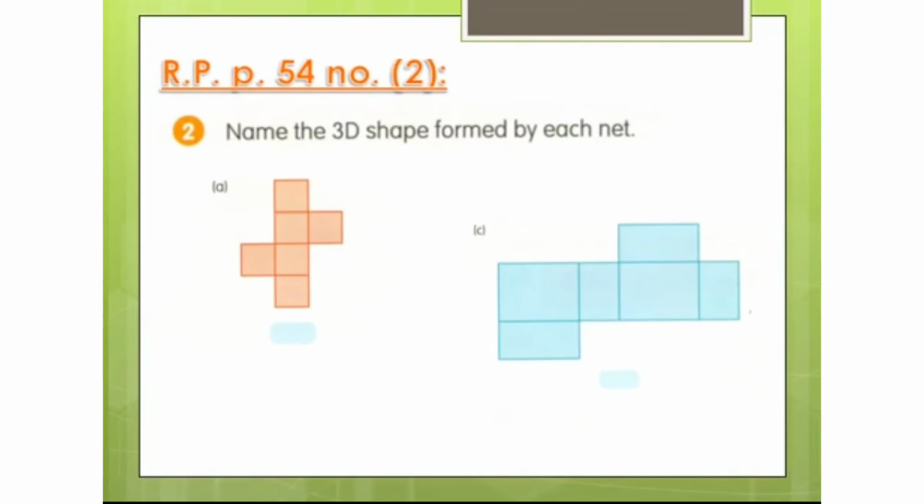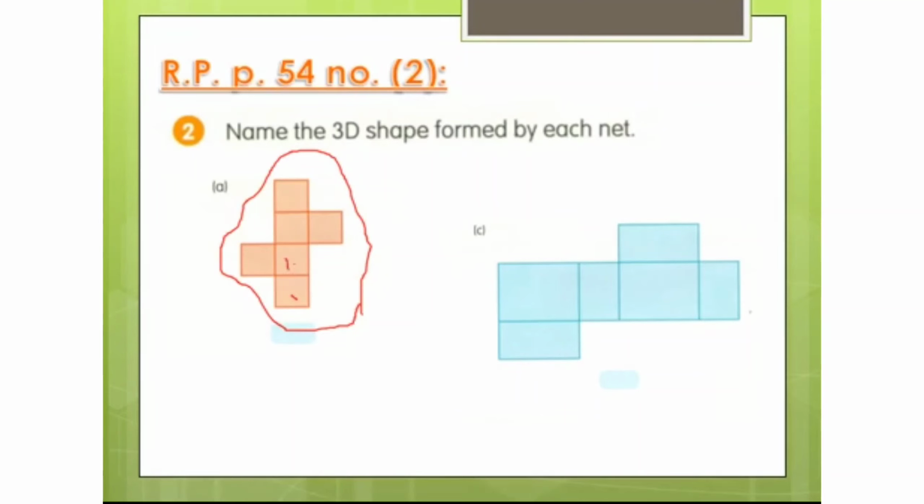Now, let's open together resource pack page 54 number 2. Name the 3D shape formed by each net. Look at the first net A. How many faces are there? Let's count together. We have 1, 2, 3, 4, 5 and 6 faces. Which 3D shape has 6 faces? It's the cube and also the cuboid, but the faces here look like squares. So this is going to be what? For the cube. But I have to make sure by imagining that I'm going to close it.